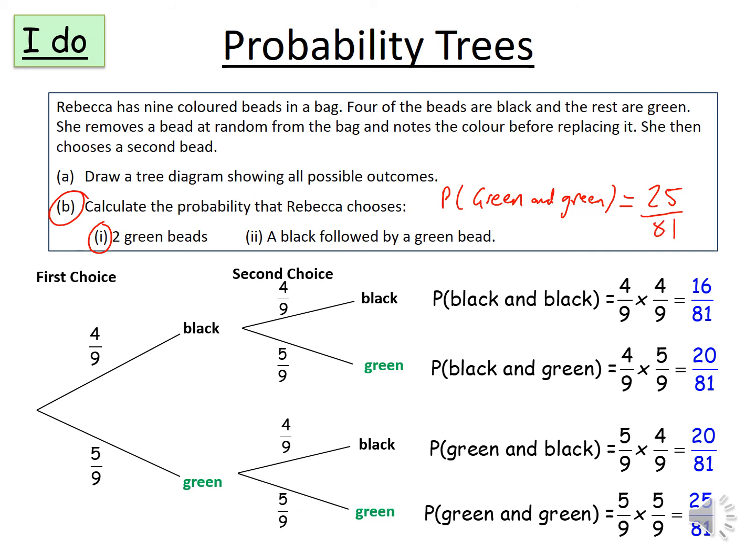And what is the probability of getting a black followed by a green? Black and green, that is equal to, the black and green is 20 over 81. So those are our probabilities.